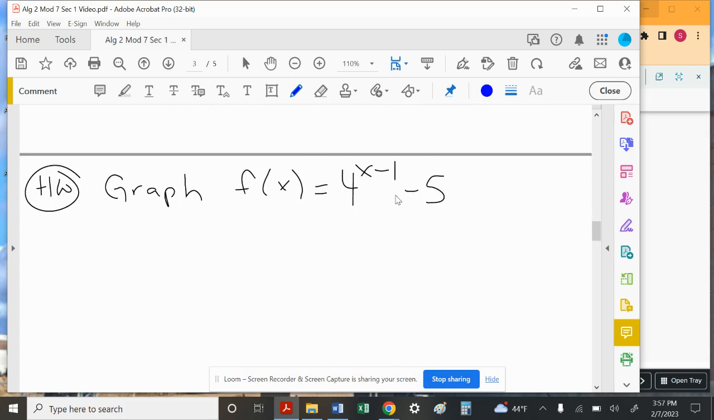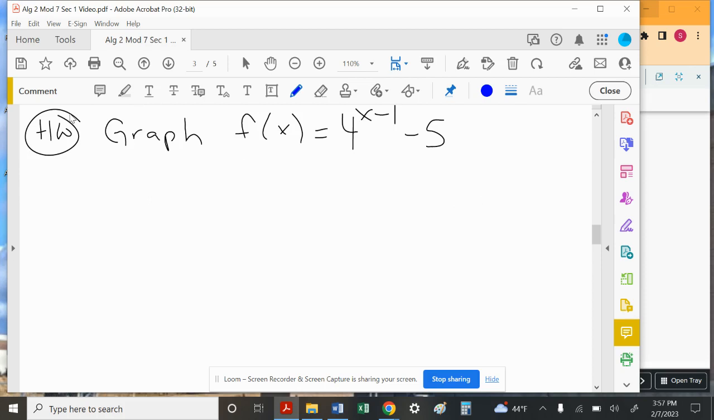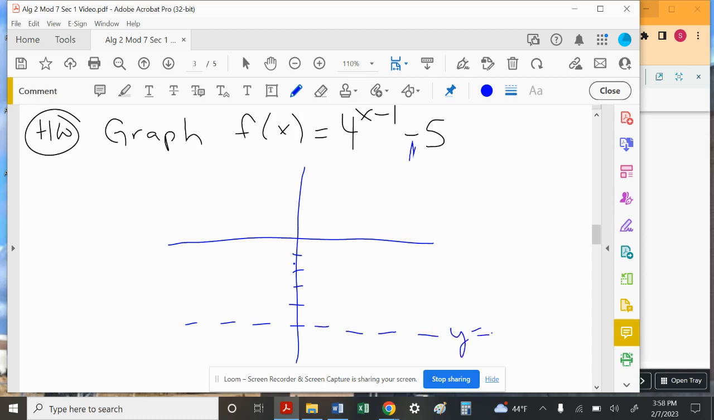Now we want to graph this one. Now there's some shifts that go on here. This -5, this -1 gives us some information that we've learned before when we were doing parabolas. And so with the -5, what does that tell me? That tells me that everything goes down 5. 1, 2, 3, 4, 5. So this is going to be my asymptote. Okay, so that's what the -5 tells me. So this is that y equals -5 line. That's going to be the asymptote.